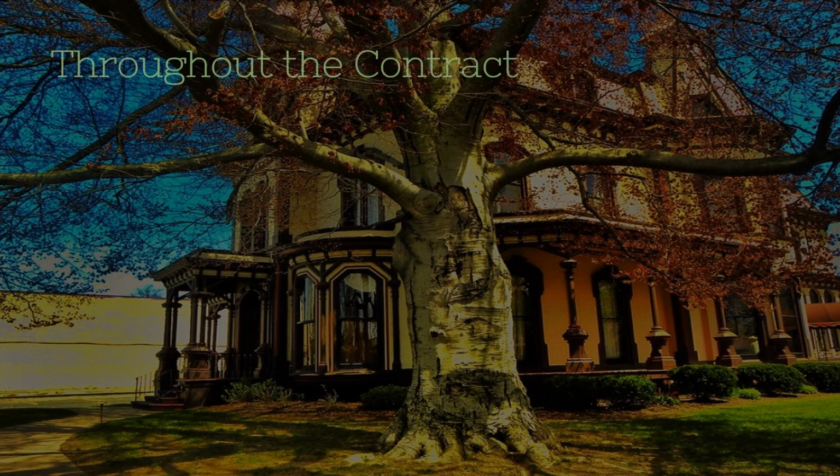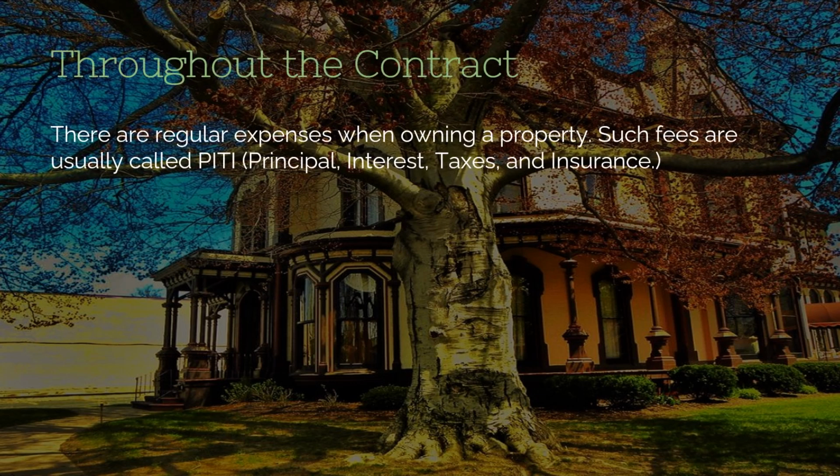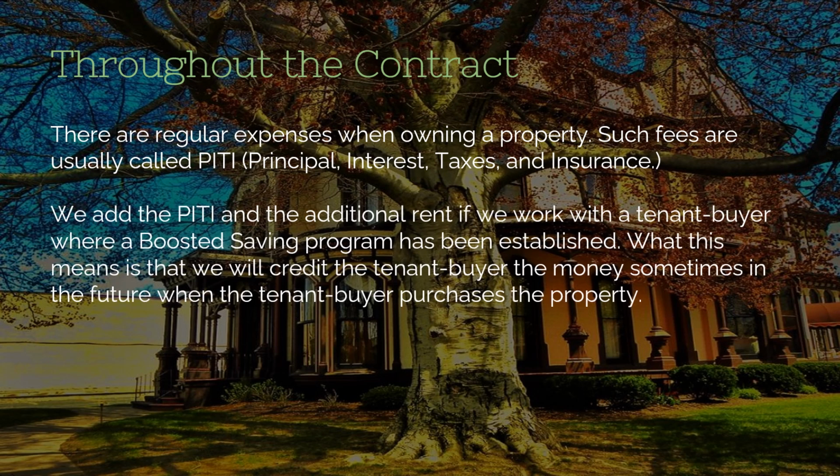When you own a property, there are other regular expenses such as taxes and insurance. So normally what we take into calculation is the PITI: principal, interest, taxes, and insurance. So the monthly credit: the way we do it is we add the PITI and the additional rent. And if we work with the tenant with a boosted saving plan, which under the normal rent to own they call forced saving. I don't like the term forced saving, so we call it boosted saving.